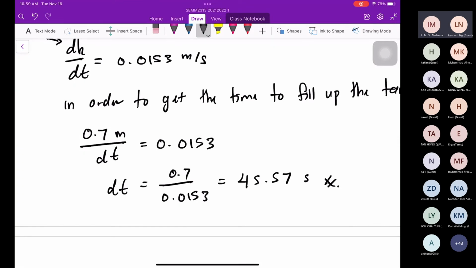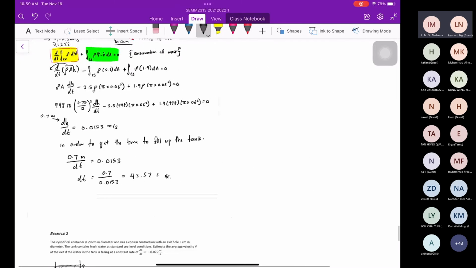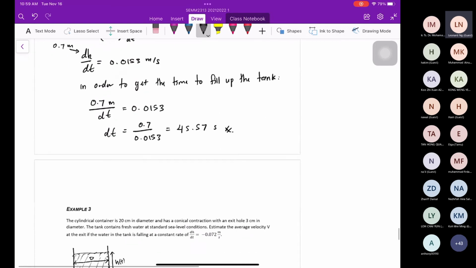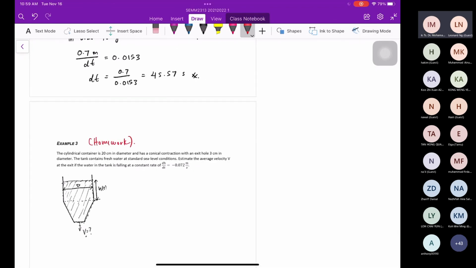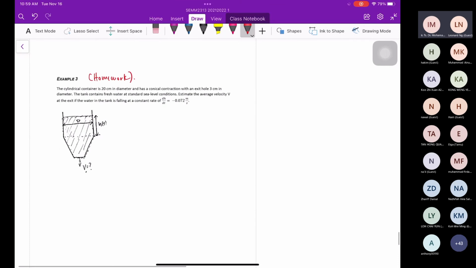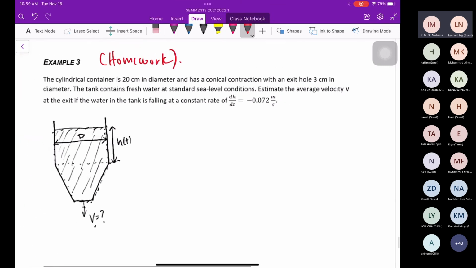Is it clear? Is it clear now? Do you understand the concept, how to solve? Okay, this is your homework. I think that's all for today. You can do this one. It is quite easy, same.